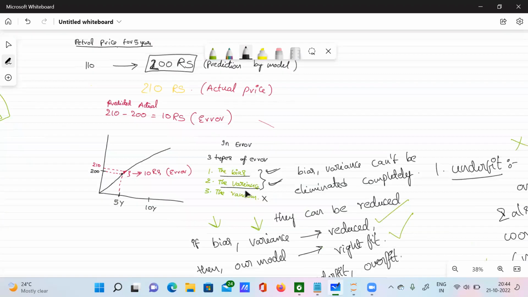So in error we have three types: the bias, the variance, and the random. We can never have control over this particular random error. We can only control the bias or the variance error here, right? We can only have some kind of control for the bias or the variance error.